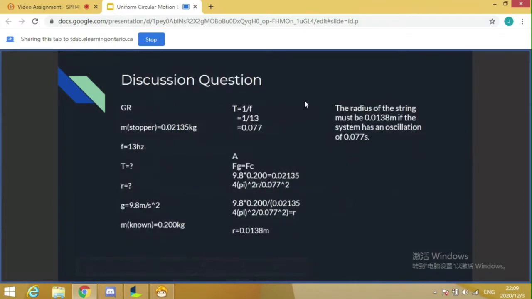So this is a question. What is the radius with an oscillation with a frequency of 13 Hz? First, we have to say that the period of oscillation is 0.077 seconds. Now we solve. Using the equation, you get that the radius would be 0.0138 meters, or 1.38 centimeters.